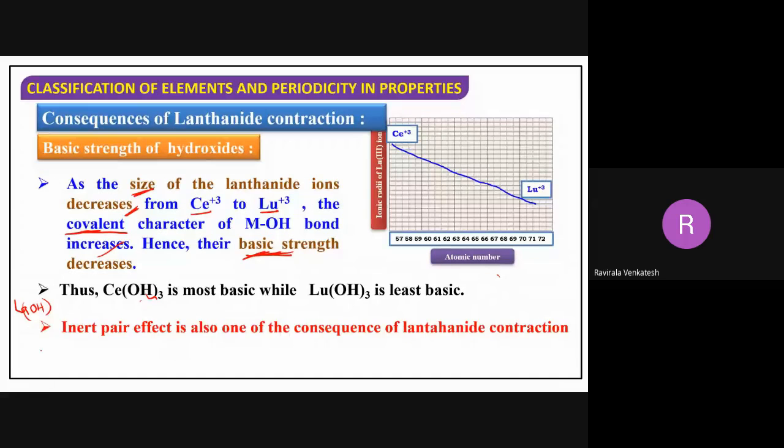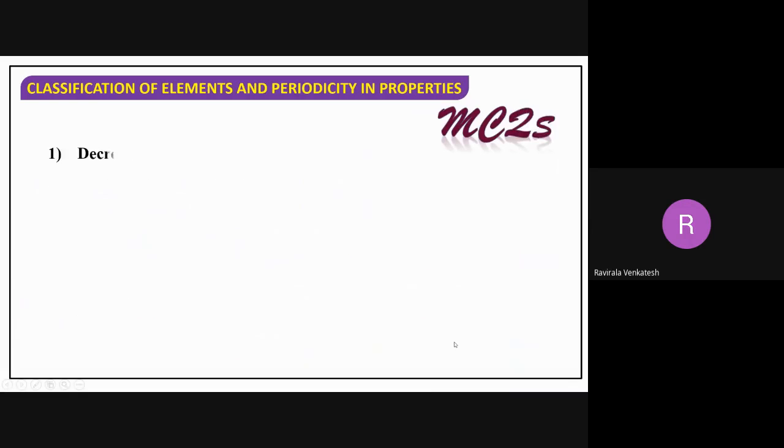So here I can write, inert pair effect means non-participation of ns2 electrons. That means 6s2 electrons. These 6s2 electrons are attracted by the nucleus because of poor shielding effect. That is the reason 6s2 electrons never participate in the bonding readily. Therefore, it is called the inert pair effect. That we will get in the 12th class.